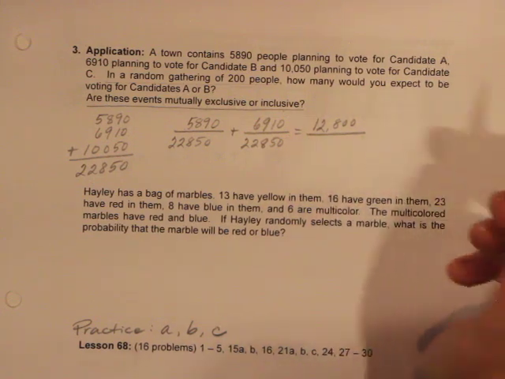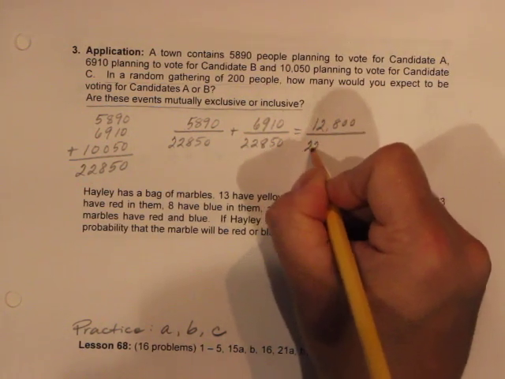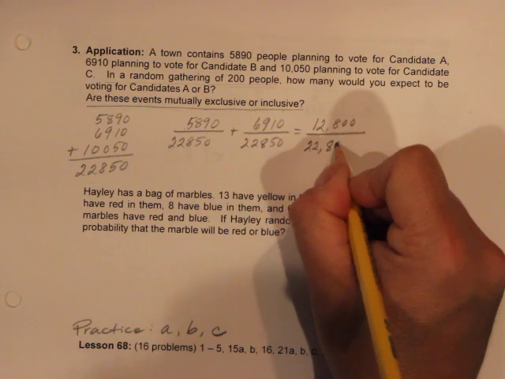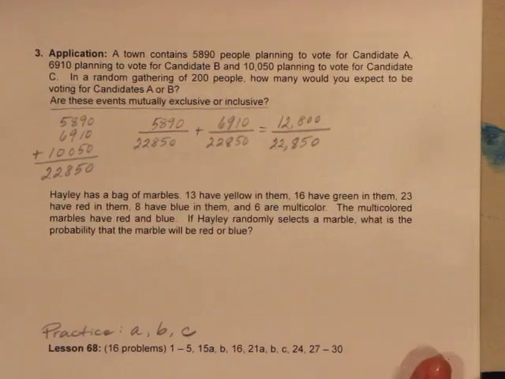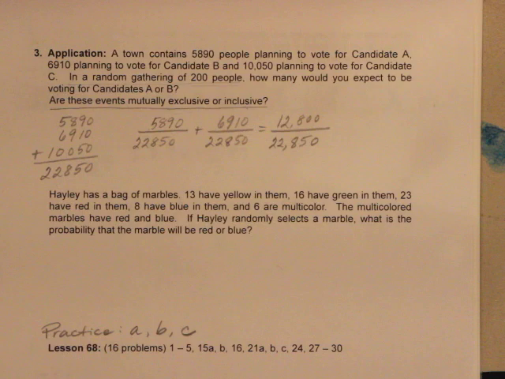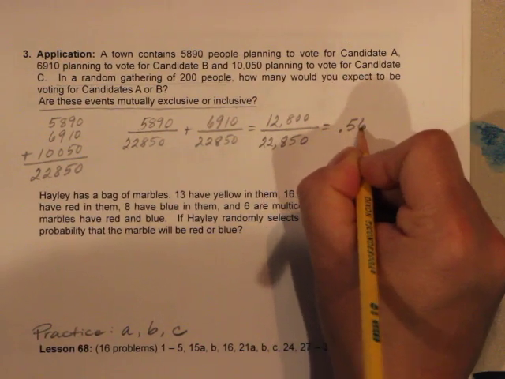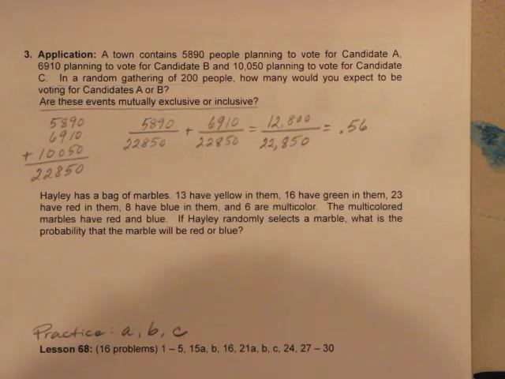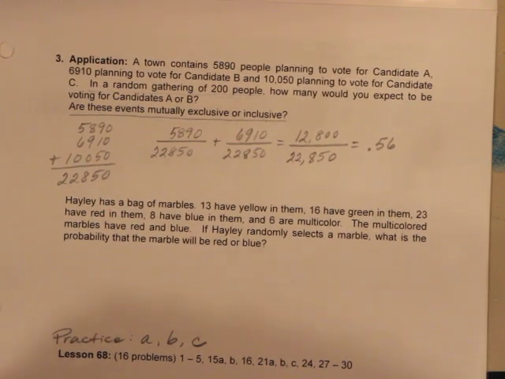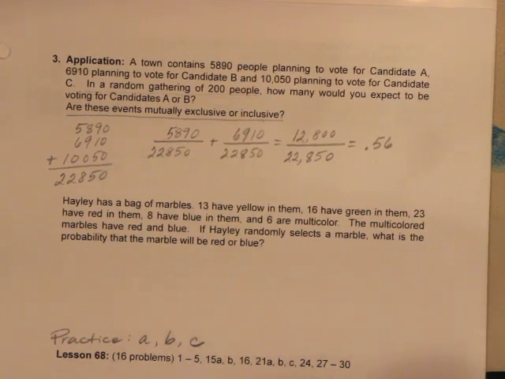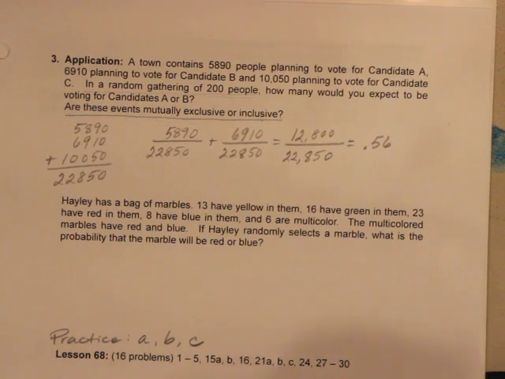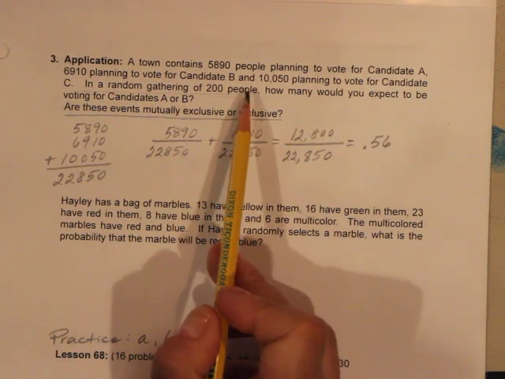And when I add that all up together, 5,890 plus 6,910, I get 12,800 people voting for A or B out of a total of 22,850 people. When I do that division, 12,800 divided by 22,850, I get approximately 0.56 when I round to the nearest hundredth. Okay, so about just slightly over half of the people who are gathered there are going to be voting for A or B.